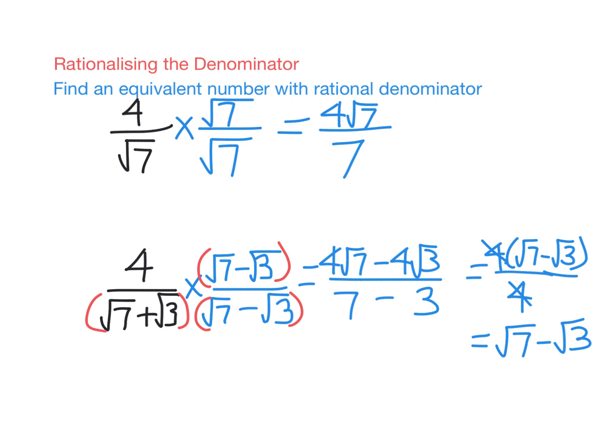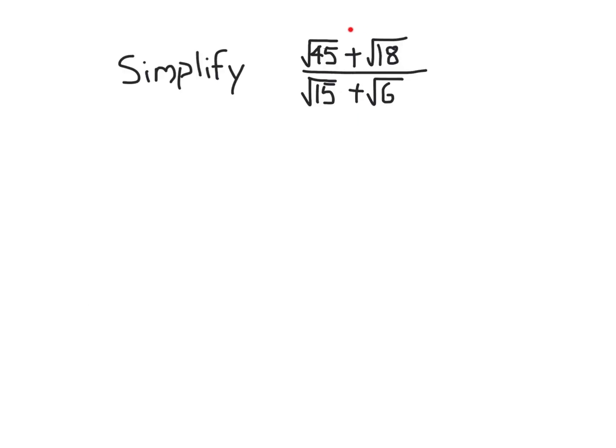All right, let's now look at a harder problem. So let's simplify this expression here. So when you have multiple terms, multiple things on top and the bottom, always be on the lookout to see if you can factorize. See if there's a common factor. Now, it's probably not obvious what the common factor is here. So let's see if we can simplify each individual surd. So root 45, highest square factor is 9. And similarly, for root 18, the highest square factor is 9.